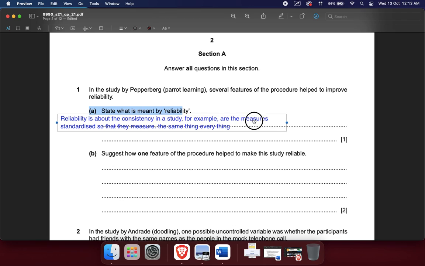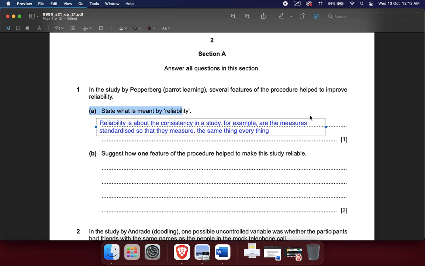Right, so that's just an example. Now, this is a bit of a long answer. I like to give slightly longer just in case. But generally speaking, just saying reliability is about consistency in a study, I think that should be good enough to get you 1 mark, in my opinion, because the keyword here is really consistency.